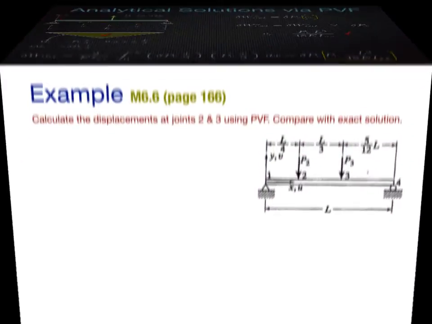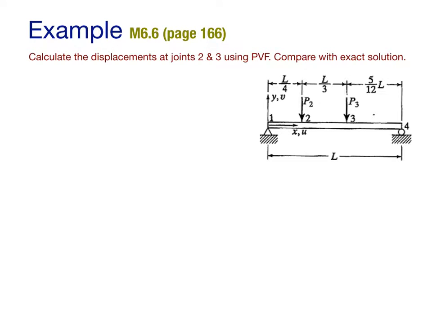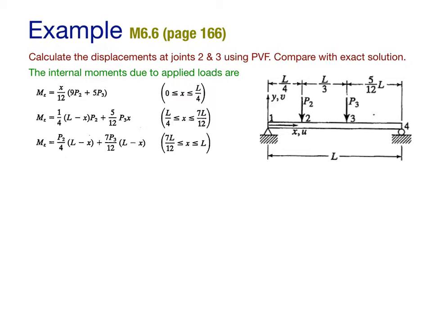Let us now move on to a little bit more elaborate example where we're still looking at a simply supported determinate structure, but we're, for example, interested in calculating deflections at joints 2 and 3 using the principle of virtual forces. And since this is a simple problem, we can actually compute the exact solution and compare the results that we get from the principle of virtual forces and see if they are equal to each other.